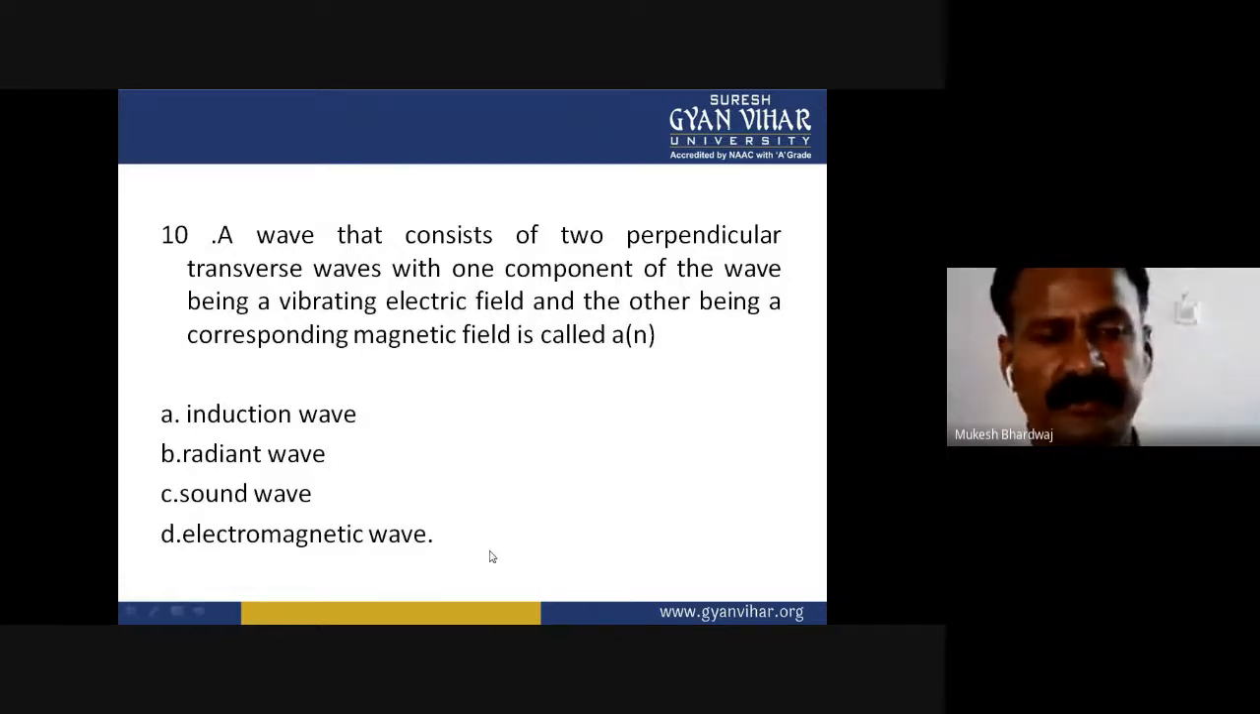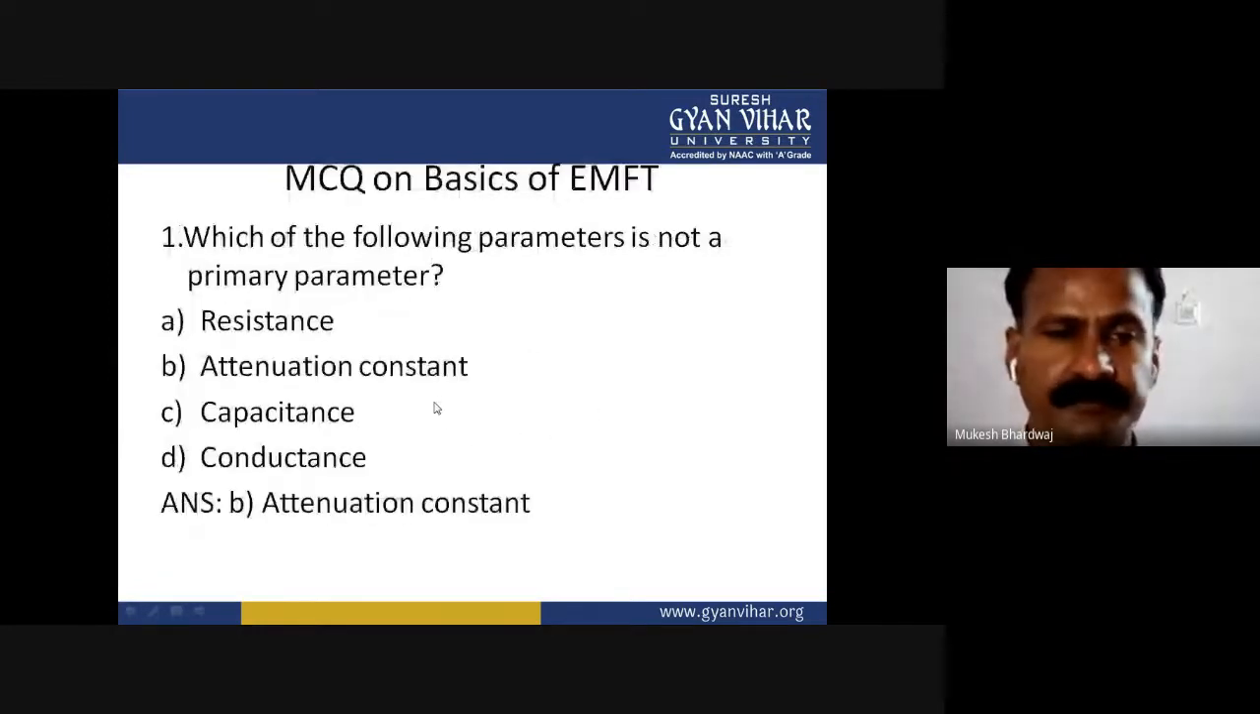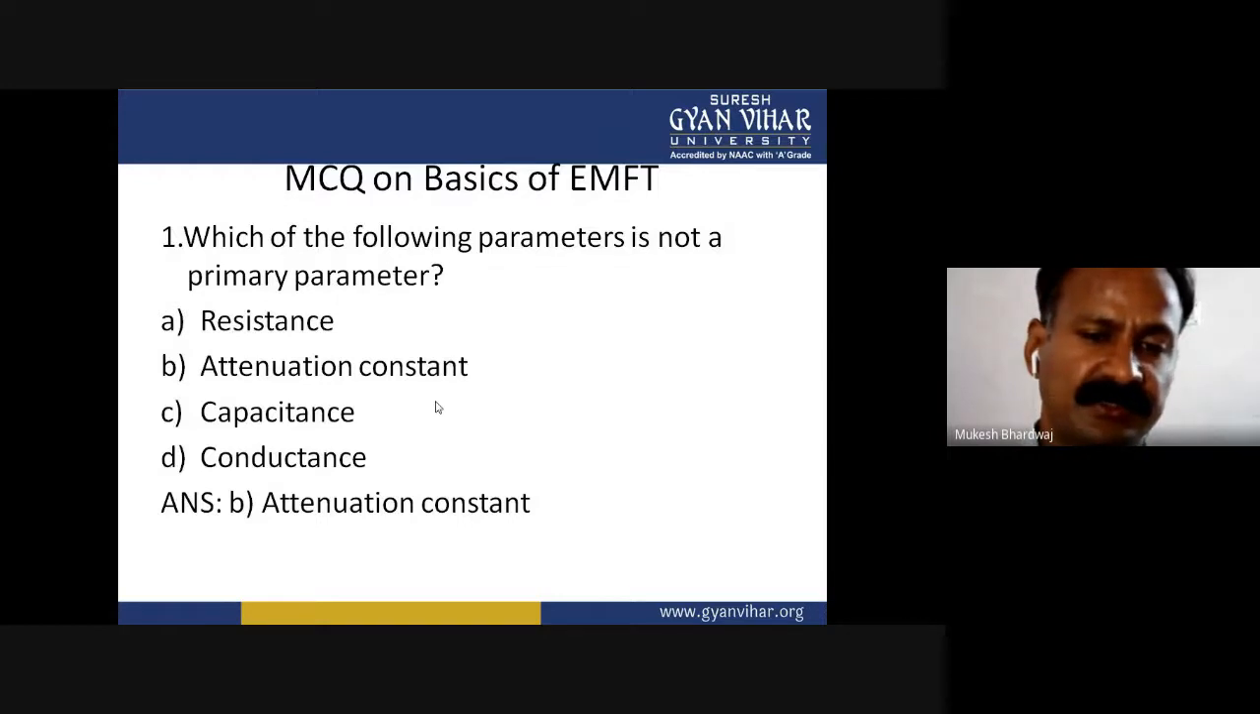So choose the appropriate right answer, and everyone knows that it is the electromagnetic wave, which has two components perpendicular to each other, vibrating perpendicular to the propagation direction. So D is the right answer. Which of the following parameters is not a primary parameter? Resistance, attenuation constant, capacitance, conductance. So answer B is the right answer, attenuation constant.